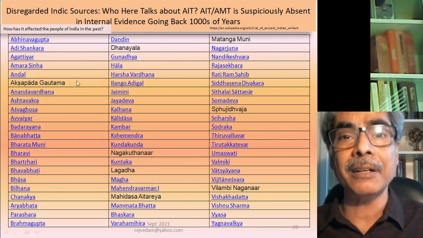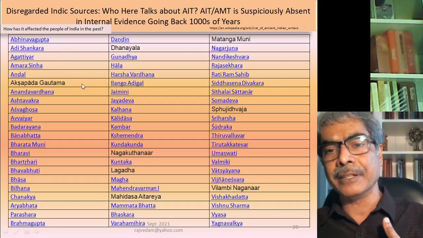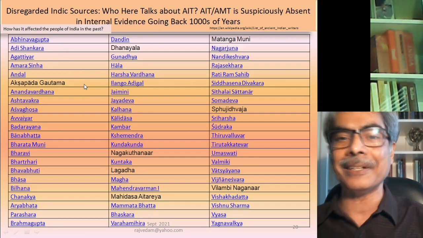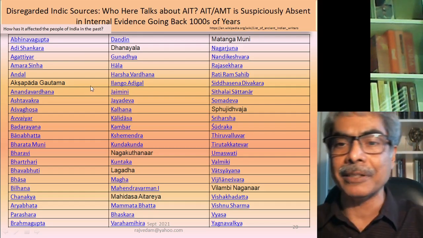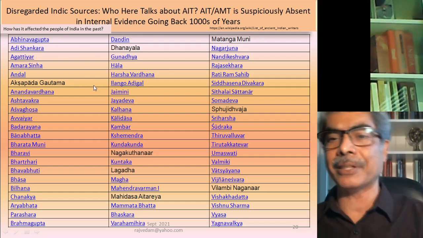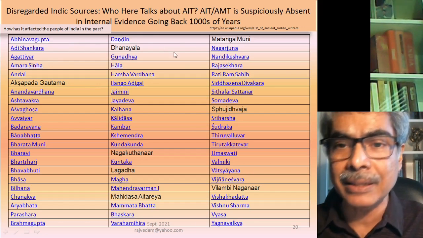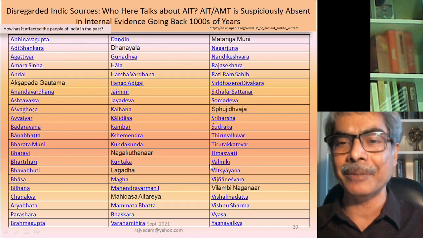Not a single writer here says anything that we are Aryans and somebody else in southern India are Dravidians. Not a single person has said we invaded India or India experienced invasions and there were killings and people going to the south and so on and so forth. Not one person in the Indian context has said anything about Aryan invasion.